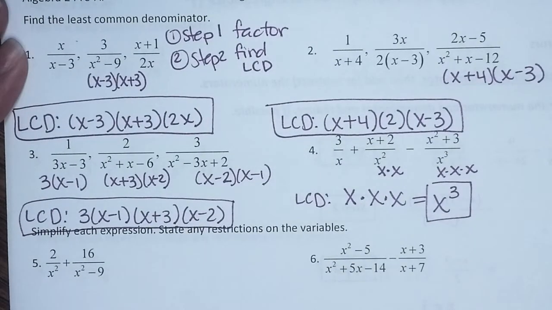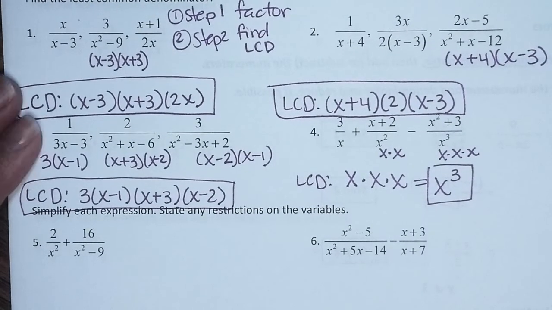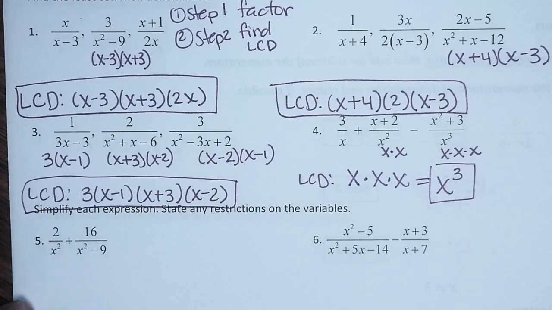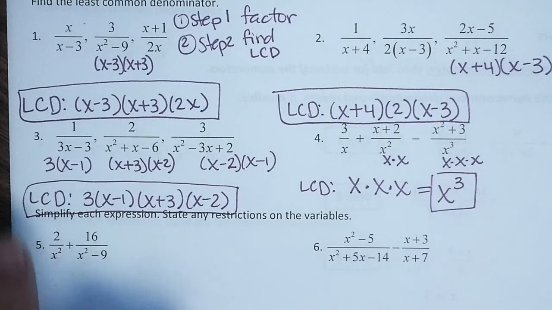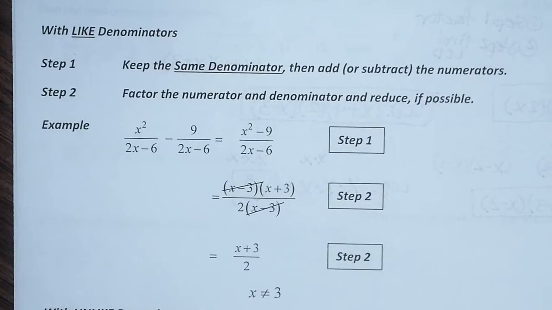So now that we practiced a little bit on LCDs, let's actually do some adding and subtracting. Number 5, add and subtract the expression. State any restrictions. Okay, so the first step is going to be to find your LCD. So for number 5, oh, wait a minute. Actually, pause.